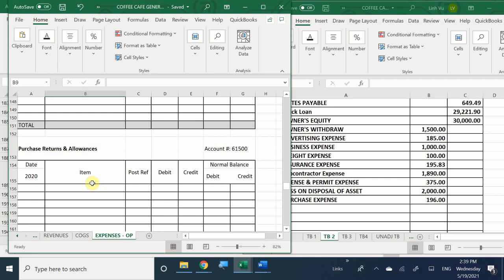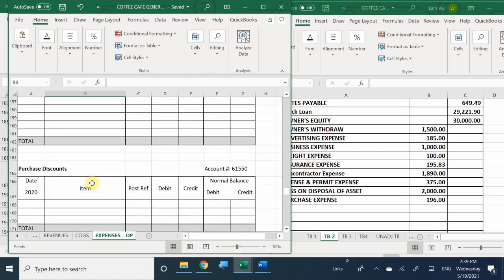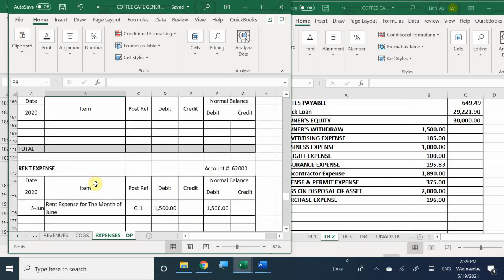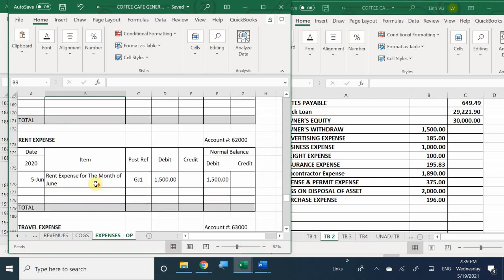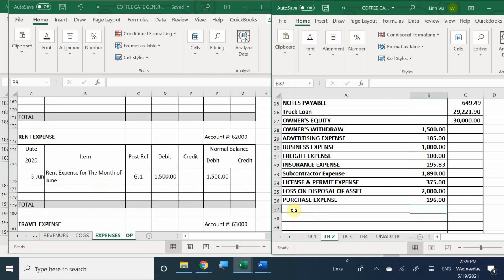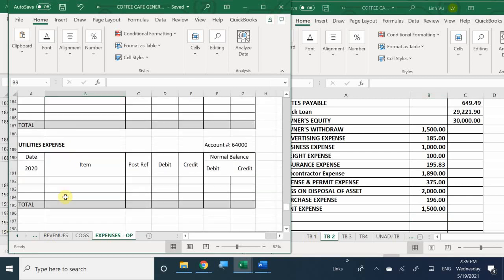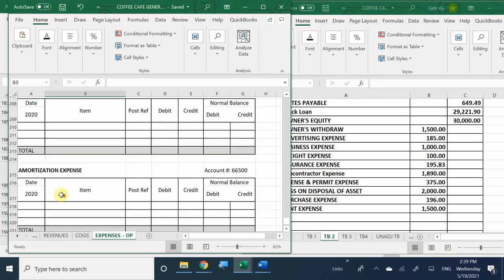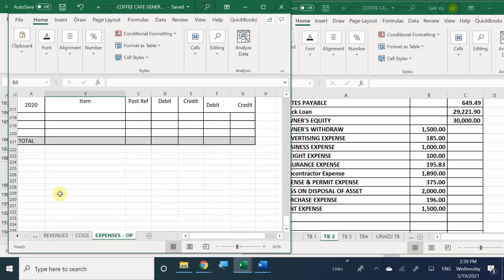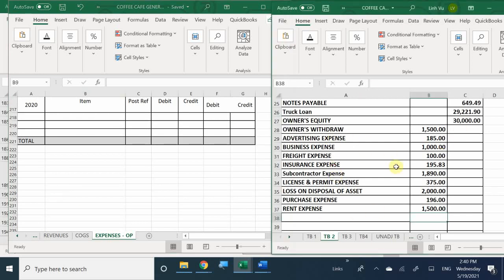No purchase returns or allowances just yet, and no purchase discounts just yet, right? We just made our first purchase, so nothing there. Okay. And here we have rent expense for the total of $1,500. Once again, no travel or utilities, bad debt, depreciation or amortization expense. Okay.